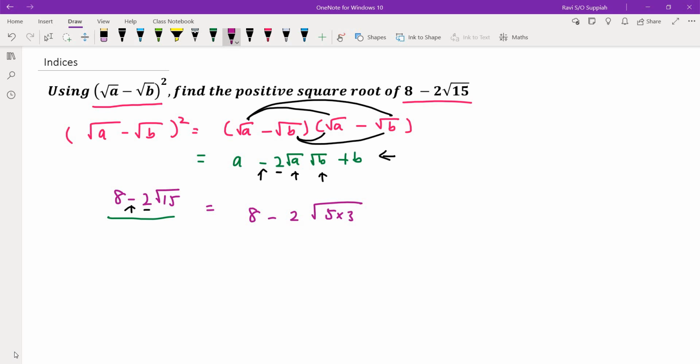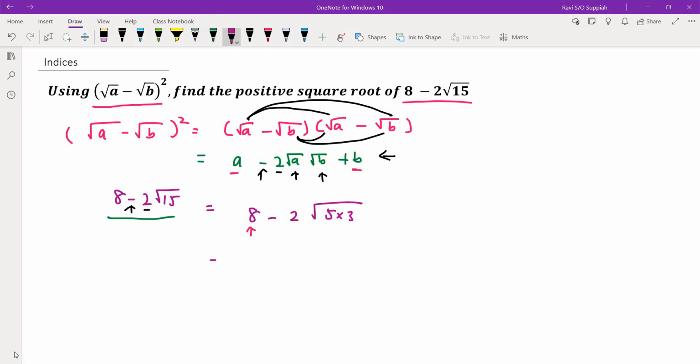What we need is two separate numbers, a and b, and these numbers that we select must also add up to give me 8. Why? Because a and b must also come here. If I take 15 times 1, I can't add or subtract those two numbers to get 8, but 5 and 3 I can add to get 8. Because of that, I need to use 5 and 3.